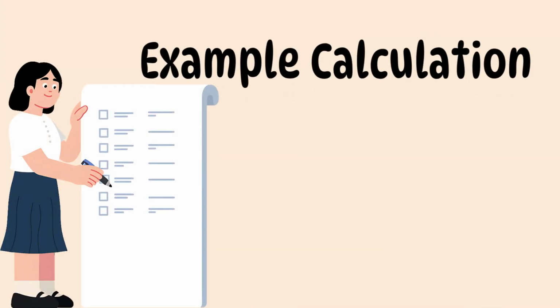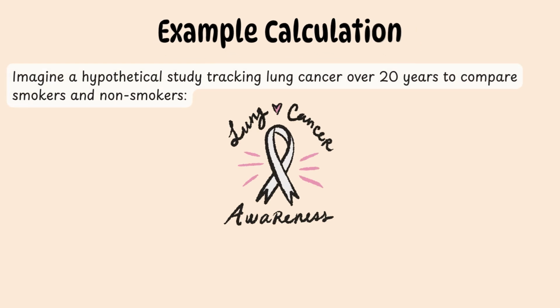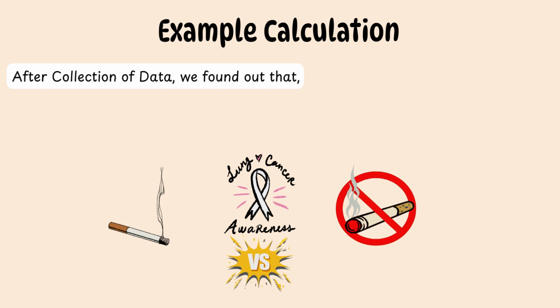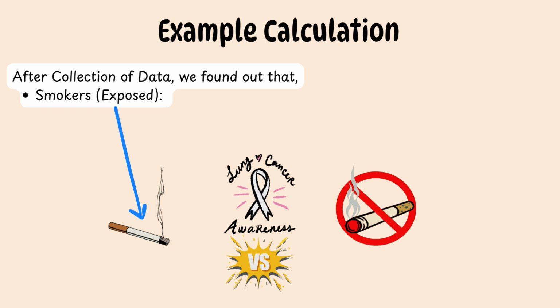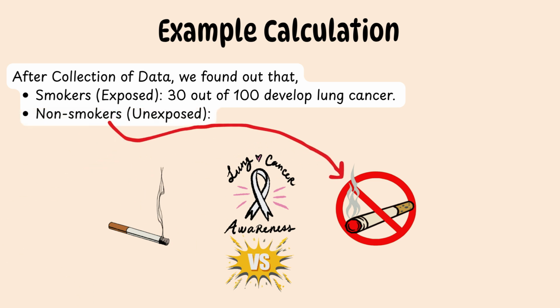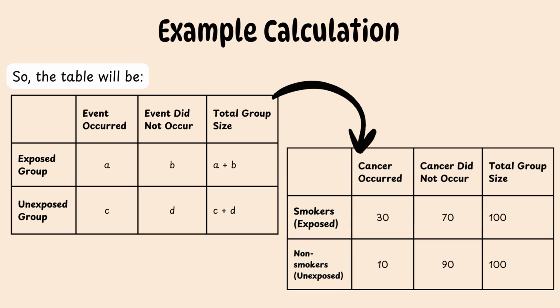An example of this calculation is: imagine a hypothetical study tracking lung cancer over 20 years to compare smokers and non-smokers. After collection of data, we found out that in smokers, the exposed people, 30 out of 100 develop lung cancer. In non-smokers, the unexposed people, 10 out of 100 develop lung cancer. So, the 2-by-2 table will show the data as.